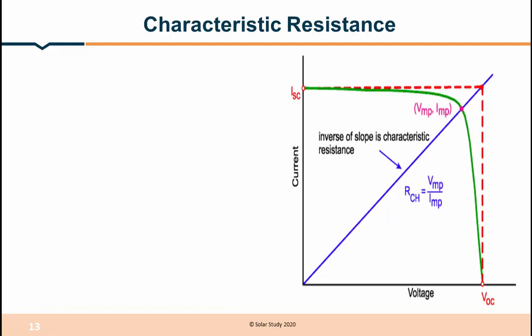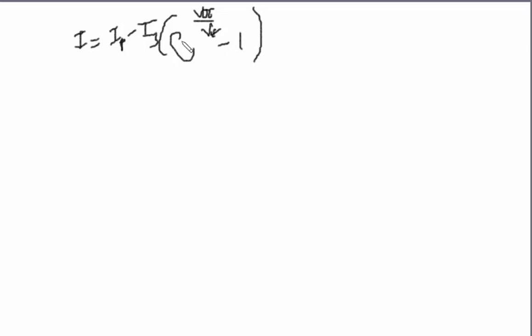Now we will see the characteristics of the resistance. We know that the solar cell equation is nothing but I is equal to IPH minus ISAT into e to the power of V divided by VT, minus 1. I can write it like this. This is the basic ideal diode equation. This is applicable for the solar cell also.